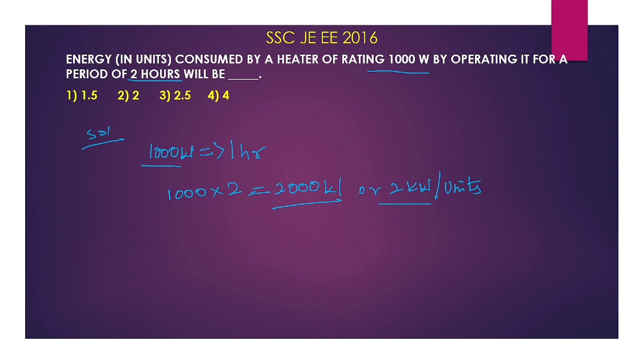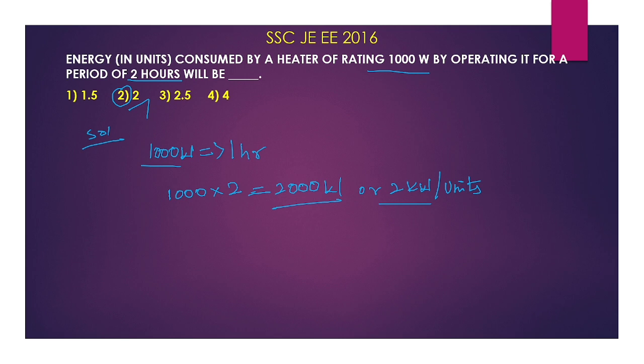Since it is a direct question, a heater of rating 1000 watts is nothing but, for 1 hour it will consume 1000 watts. This is the meaning. So for 1 hour it consumes 1000 watts. So for 2 hours, how much energy will be consumed by the heater? That is the question. For 2 hours it will consume 2 kilowatts. The answer is option 2.